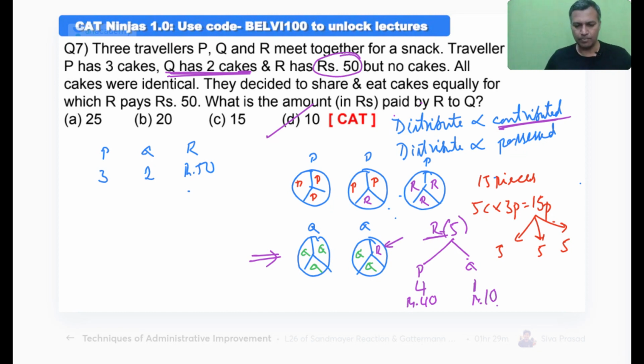Read the question. P has three cakes. All right, P has three cakes. Each cake has been made into three pieces. All right, therefore P has nine pieces. So Q has two cakes. Each cake is cut into three pieces. Right, therefore he will have six pieces. Yeah, because everybody has to eat equally.